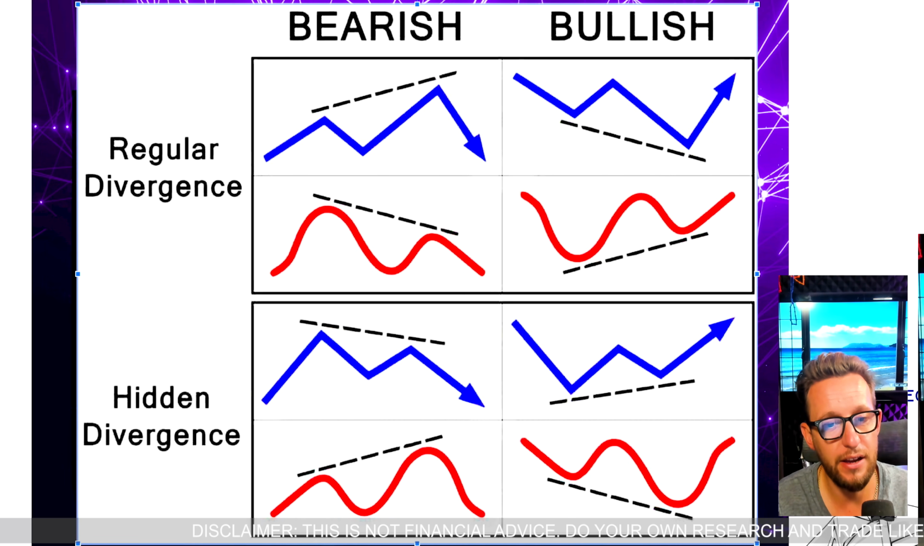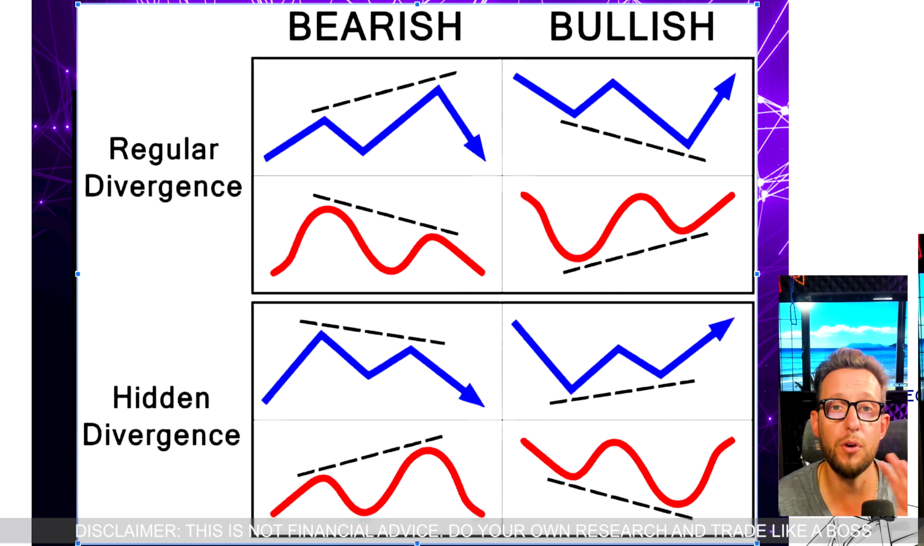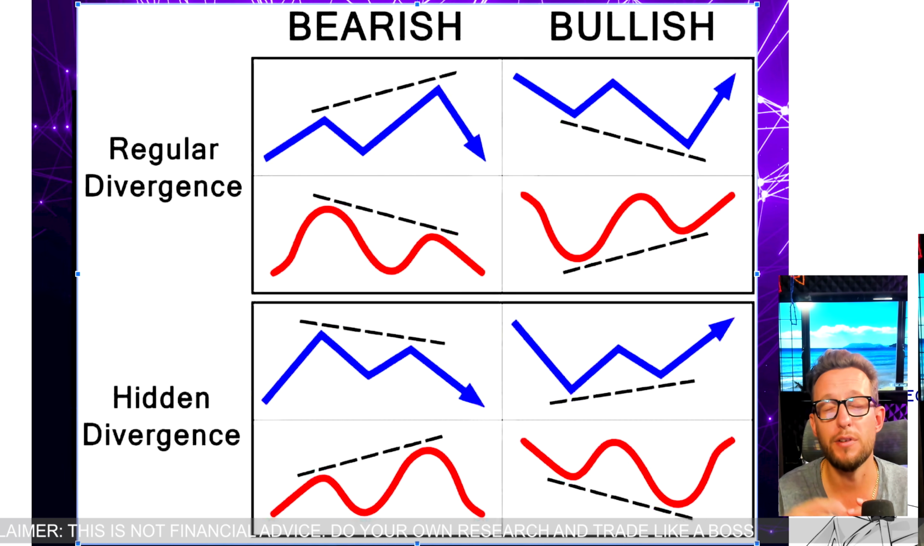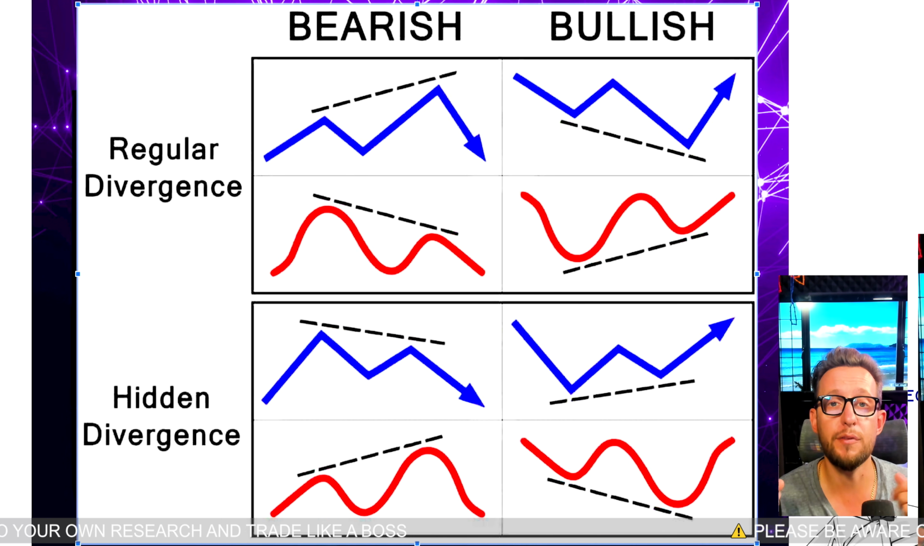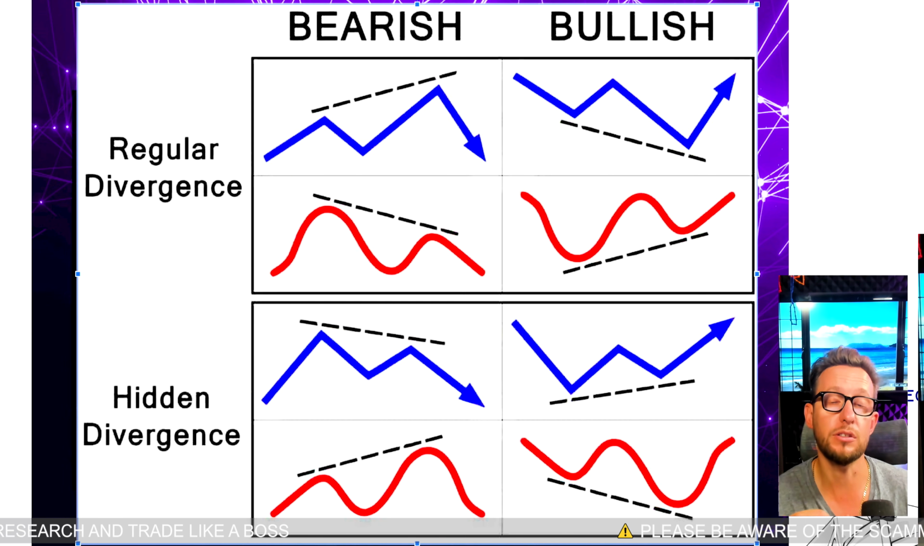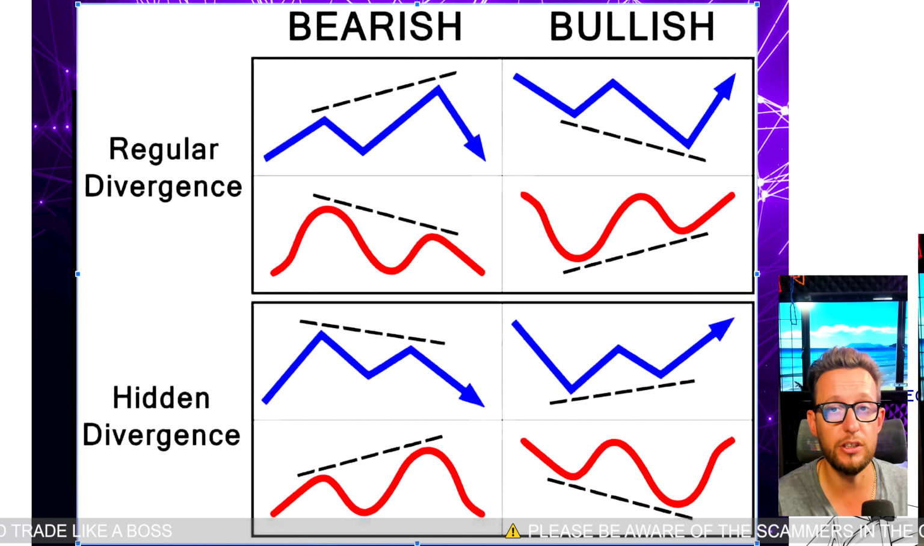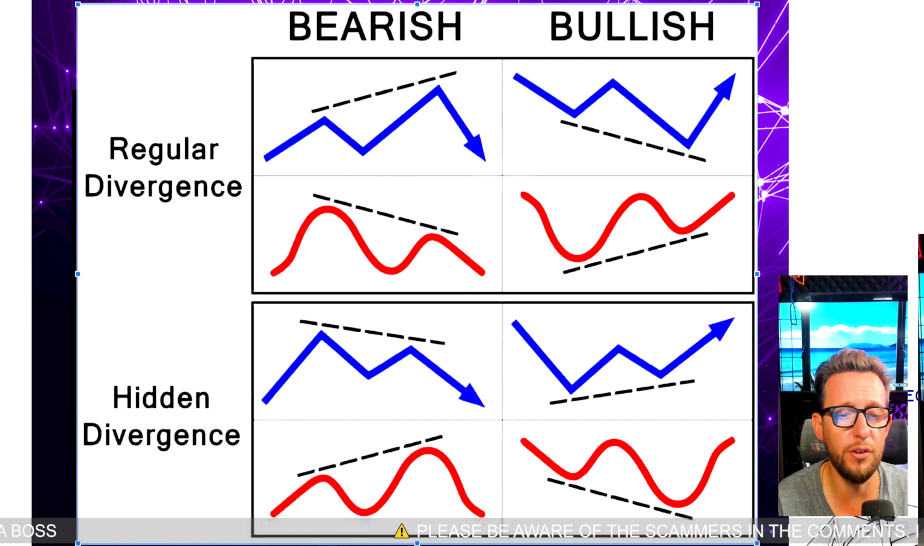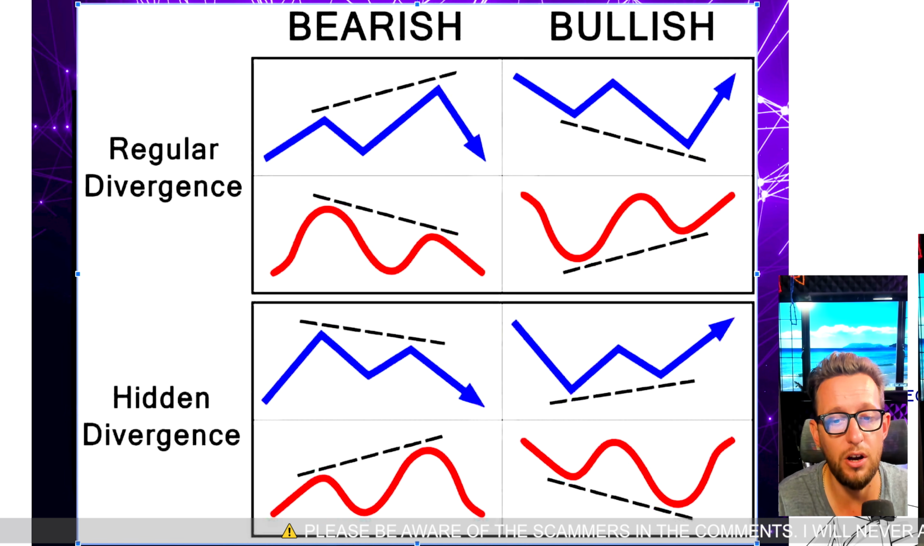So hidden divergences are slightly different. They are more of a trend following pattern themselves. For instance, if you're using something like the 200 EMA for a trend following trading strategy, and you're looking for either an entry or a confirmation to continue your trade, hidden divergences are great for that. So what we have on the price action is lower highs here. We're creating lower highs and lower lows for a downward movement.